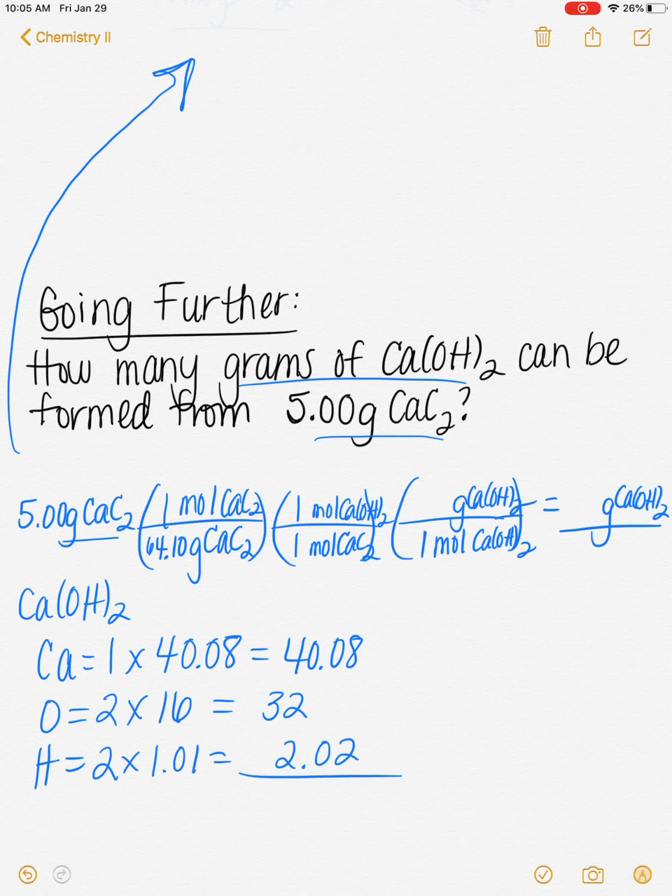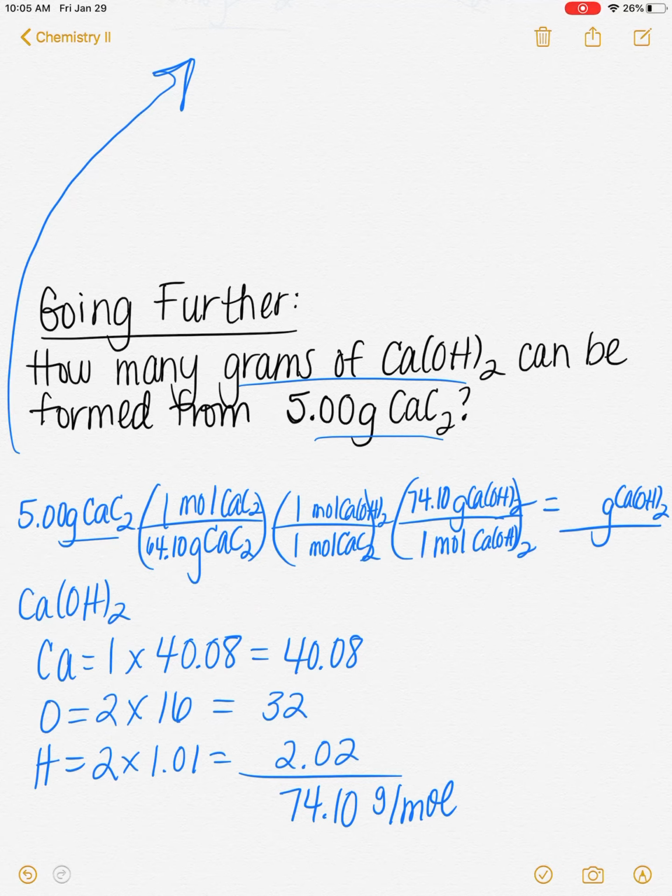I have that this adds up to be, let me see here, 32 plus 2. Sorry, my calculator wasn't turned on. 40.08 plus 32 plus 2.02, 74.10 grams per mole. So I'm going to put 74.10 here.